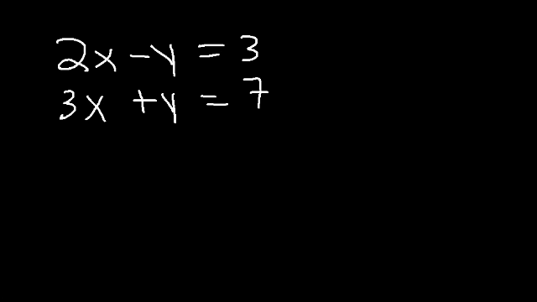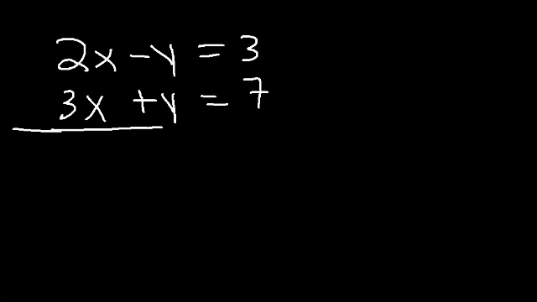Whenever you have two variables, you need two equations to solve for those two variables. So if you have three variables, you need three equations. In this video, we're going to go over an example where we're going to solve a system with two variables and three variables. Now, what you want to do is you want to cancel a variable.